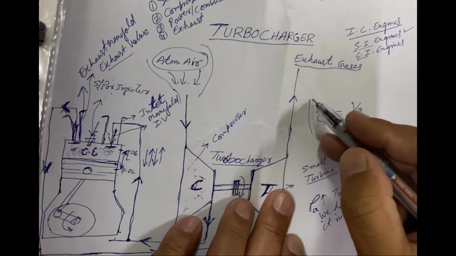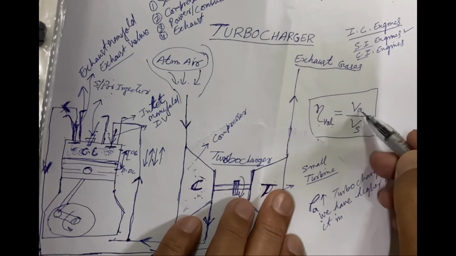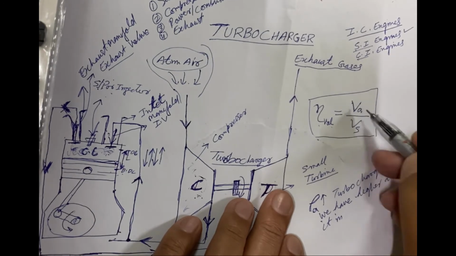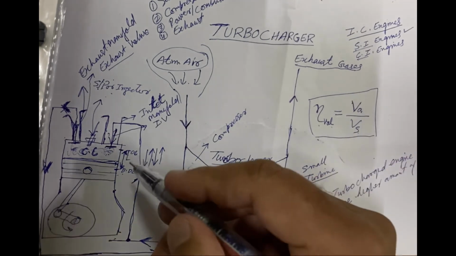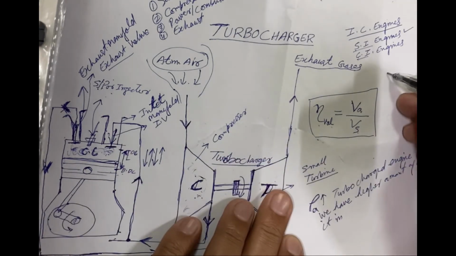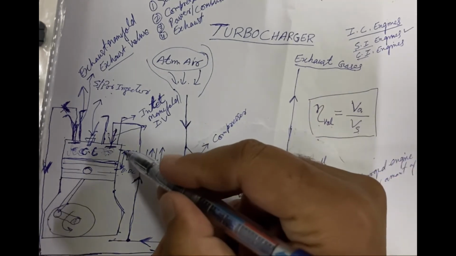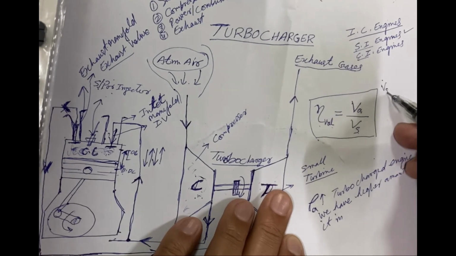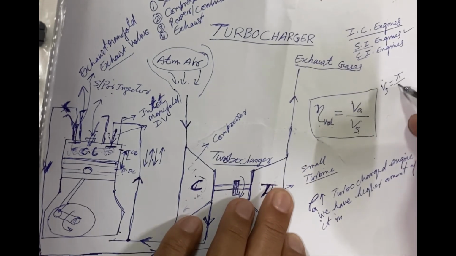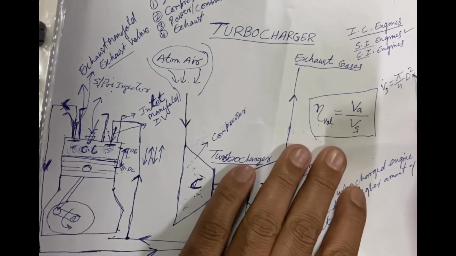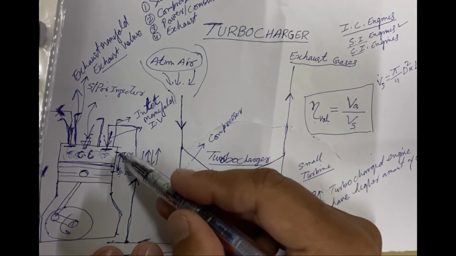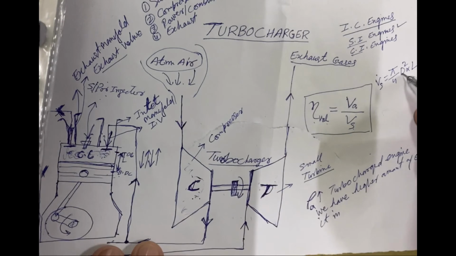What is volumetric efficiency? Volumetric efficiency is the ratio of actual volume of the air inhaled by the engine to the swept volume. What is this swept volume? When the piston comes from this TDC to BDC, a volume is swept. That volume Vs is nothing but pi by 4 d square into L. L is the stroke, the distance covered from this TDC to BDC. D is the bore of the cylinder.